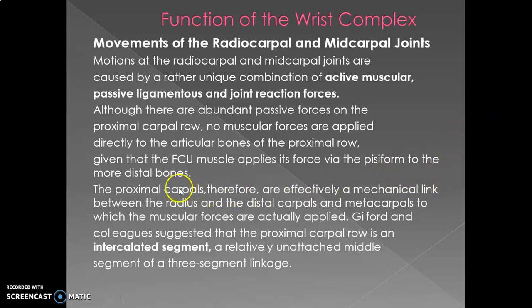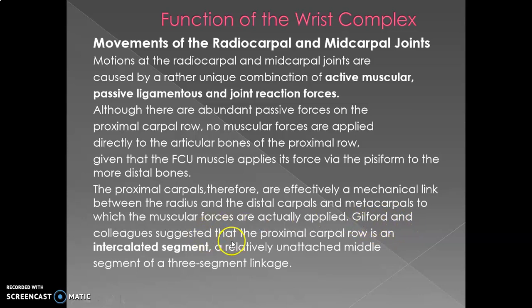So that means the proximal carpal row, that is scaphoid, lunate, triquetral and pisiform, acts like a mechanical link. But the trapezoid, capitate and hamate, which are the distal carpal bones, along with the metacarpals and the phalanges, act more in relation to the muscular forces. So to make it more effective, we'll look at a study.